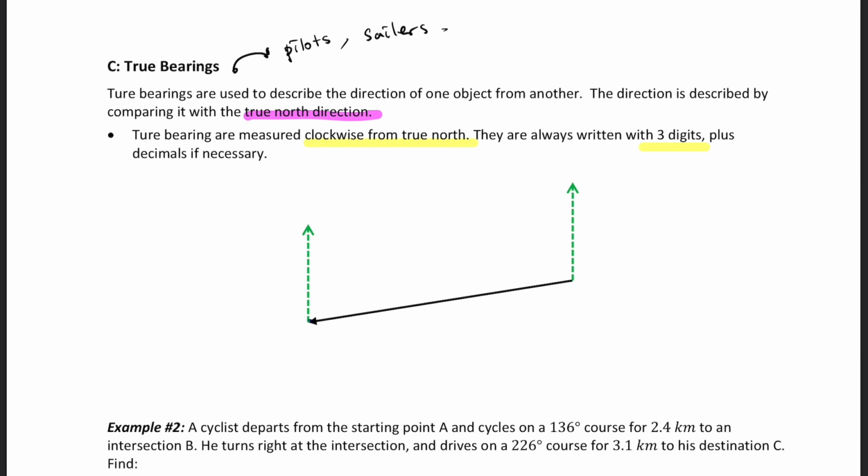Now let's look at this diagram. I'm going to say this is our town A, and this is town B. We have our true north lines, one here and another one here. This is our north line.